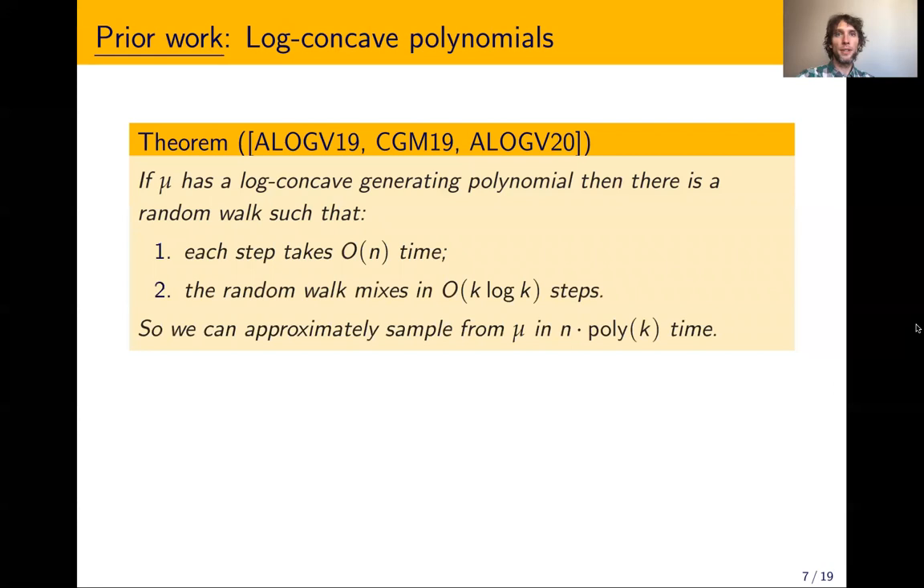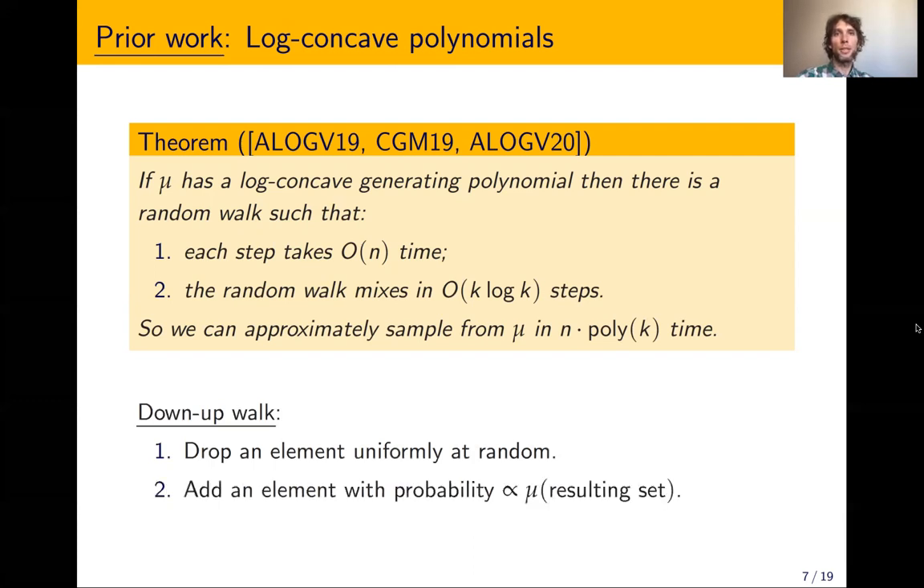This walk is very simple, and we will call it the down-up walk. The state space of the walk is all of the subsets of size k. Starting from some subset, we first drop one of its elements uniformly at random. That's the down step. And then add a new element with probability proportional to mu. This is the up step.